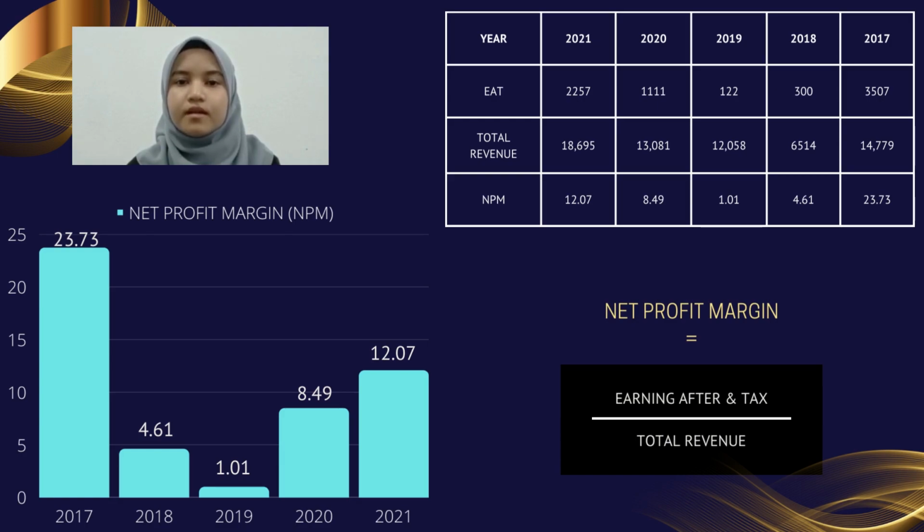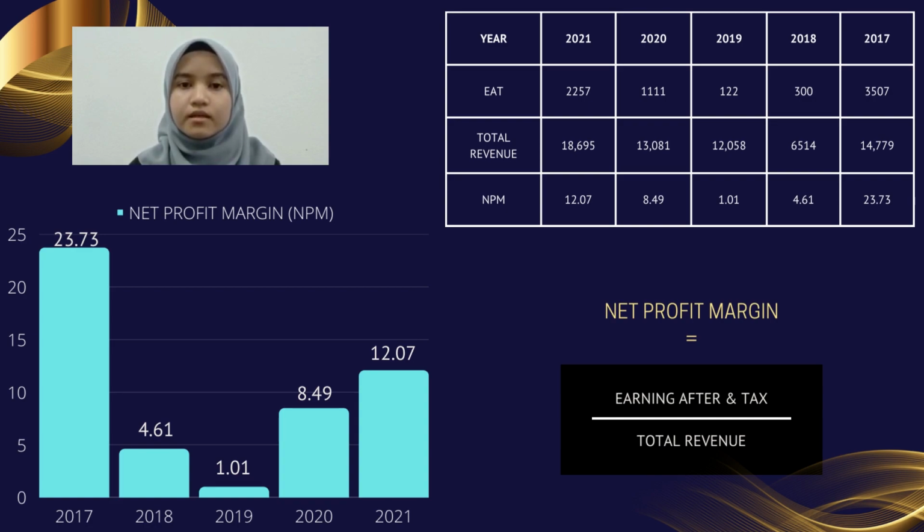Next, profit margin. The first one is a net profit margin. Net profit margin measures how much net income is generated as a percentage of revenues received. Net profit margin helps investors assess if a company's management is generating enough profit from its sales and whether operating costs and overhead costs are being contained. How to calculate the ratio? The formula for net profit margin is earning after tax divided by total revenue and multiplied by 100.